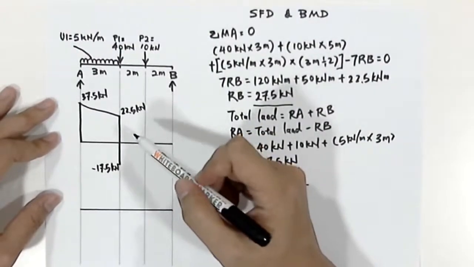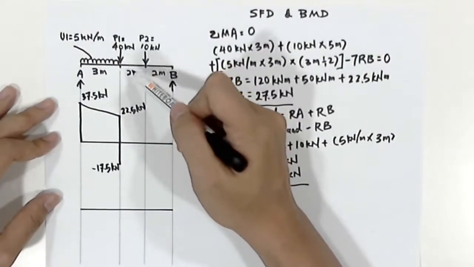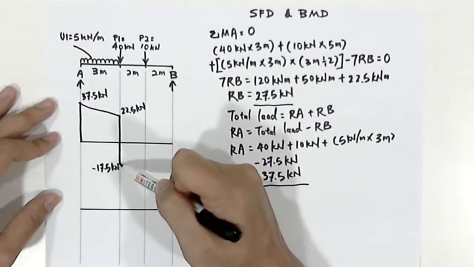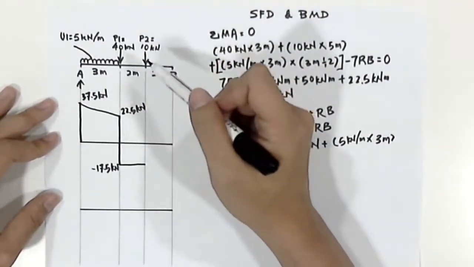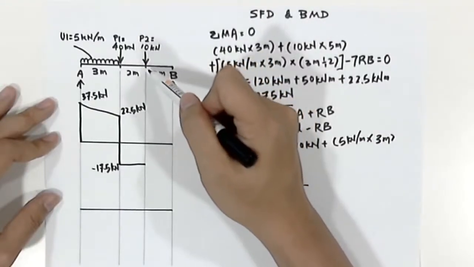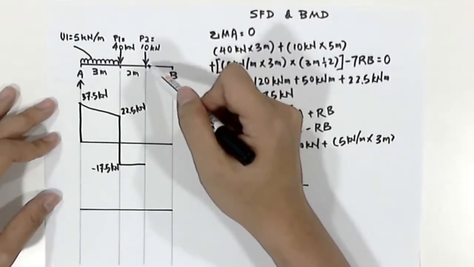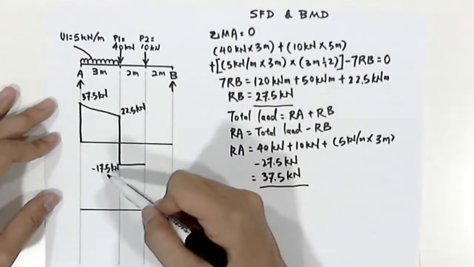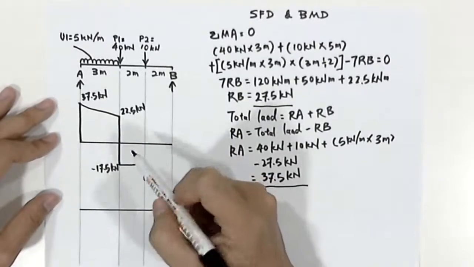kilonewton. And when we look at this band, there's no force on this 2 meter span. Therefore the shear force will stay the same. So how we go about this is that we draw one straight line until we reach the third point. At this point, we have point 2, a 10 kilonewton acting here. Therefore we'll have to deduct 10 kilonewton out of negative 17.5 kilonewton.